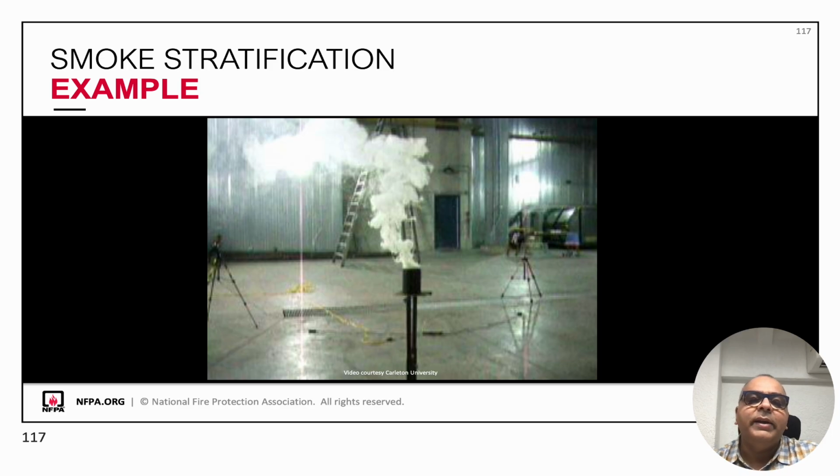You can observe a clear flat top boundary in the smoke column. This is the stratification level. Smoke stratification is when smoke stops rising and forms a stable layer. This can prevent fire life safety systems from detecting a fire in time.